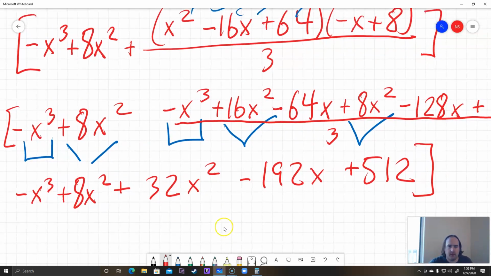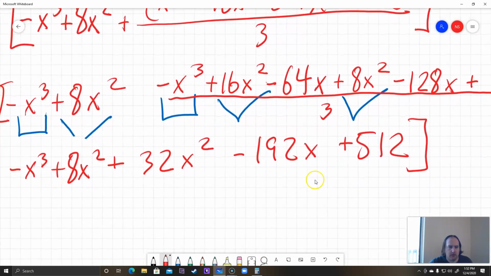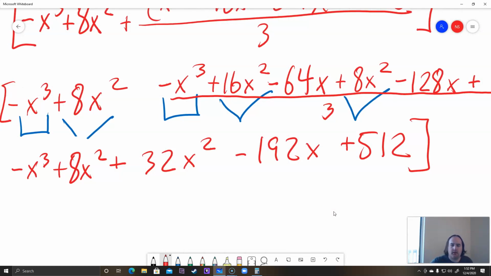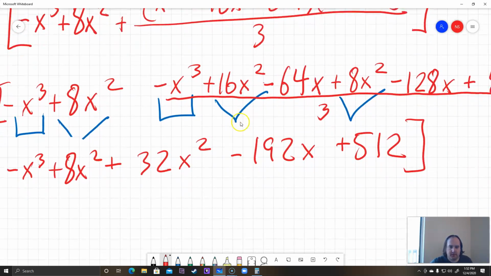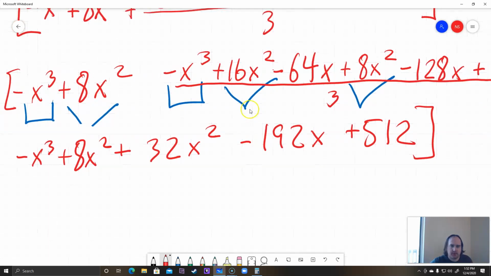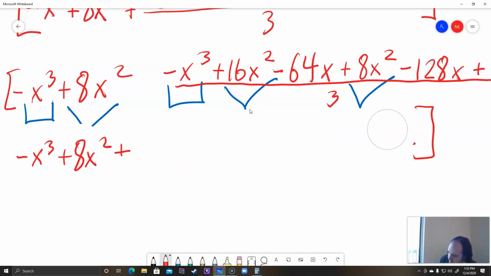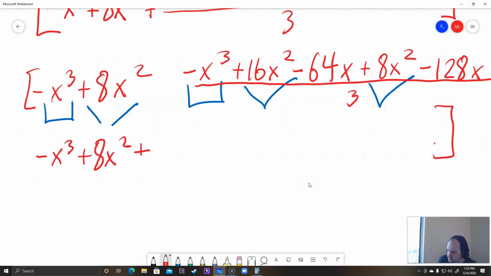All right, and then in here, this is all over 3, so that's fine. But then we're going to have to combine like terms. So this stuff here is kind of wrong. As you can see, this stuff can get kind of messy. But what we got here is a negative 1/3 x cubed right there. And then we have plus 16/3 x squared, and so forth.